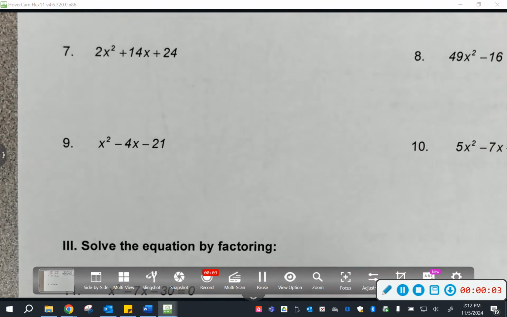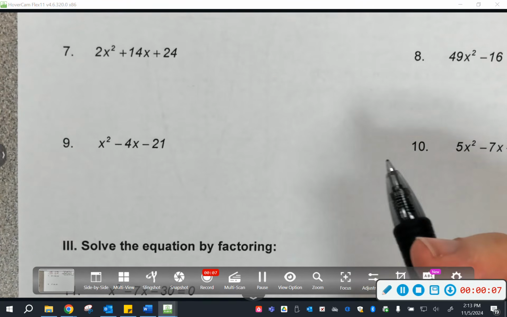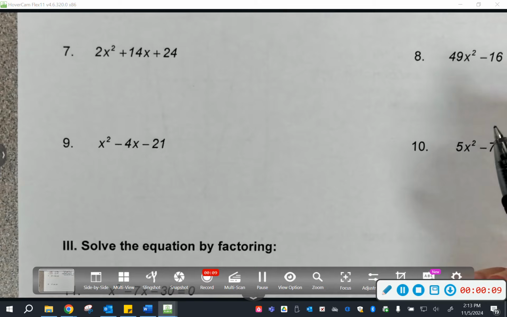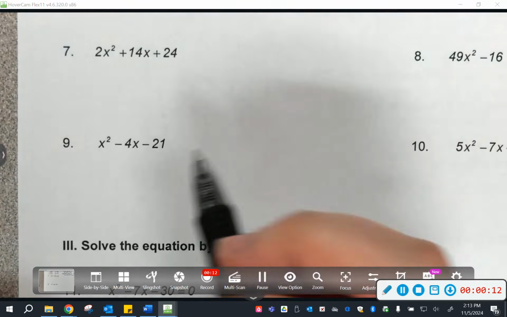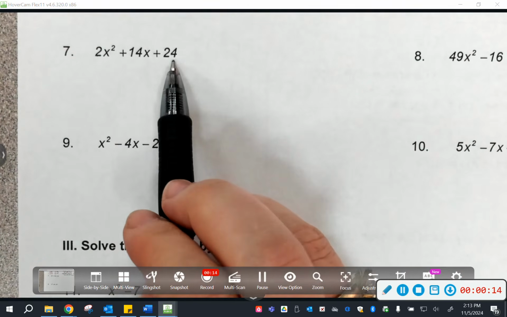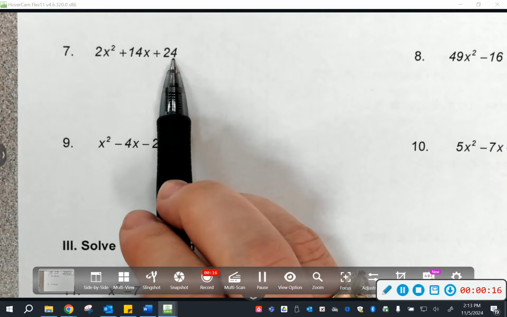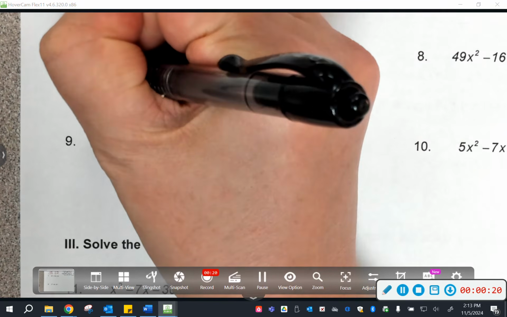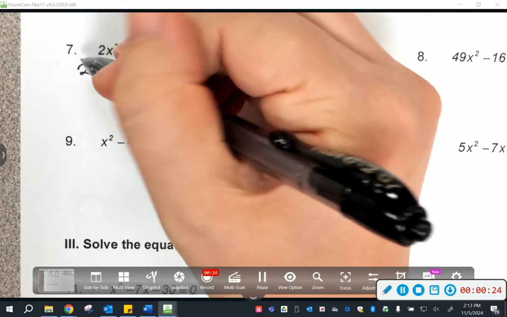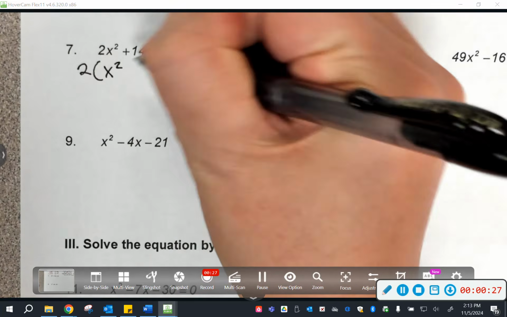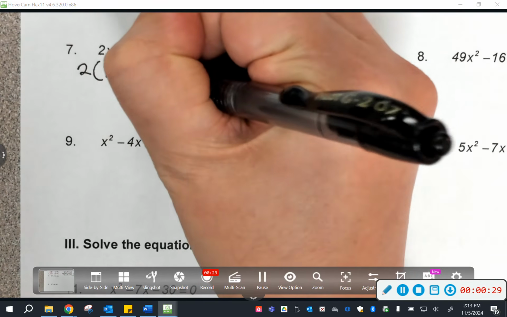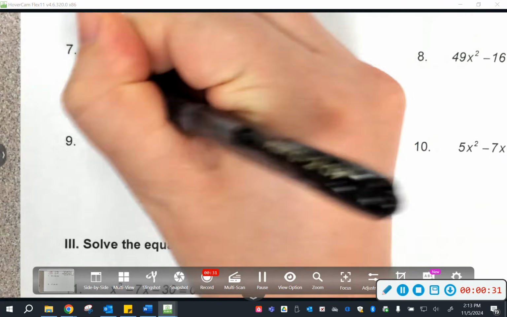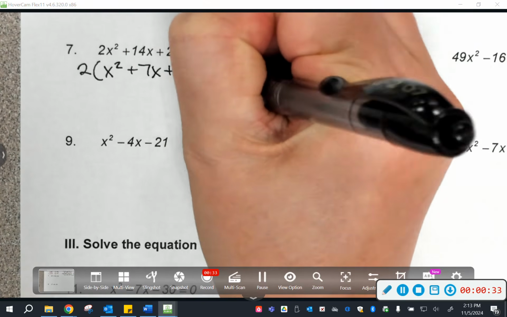For number 7, you might feel tempted to go straight into listing factors of a times c and treating this as a problem where a is greater than 1. However, we notice that 2, 14, and 24 are all divisible by 2, so let's start by taking out a greatest common factor of 2. We'll put a 2 outside parentheses. 2x squared divided by 2 is x squared. 14x divided by 2 is 7x. 24 divided by 2 is 12.